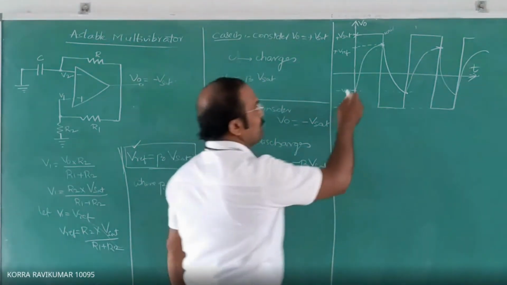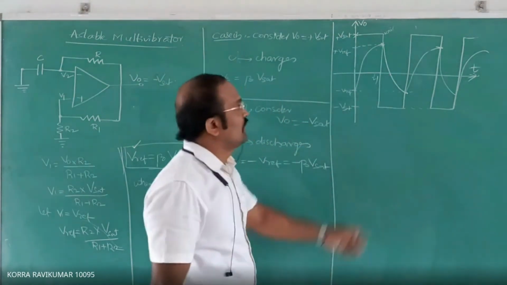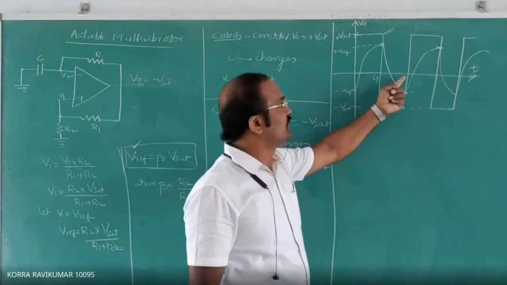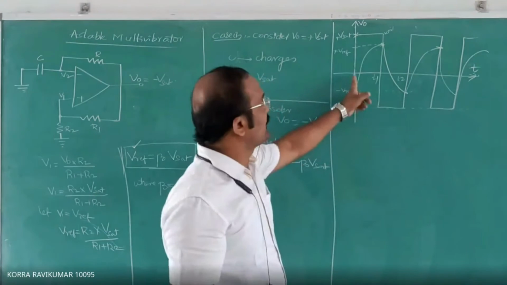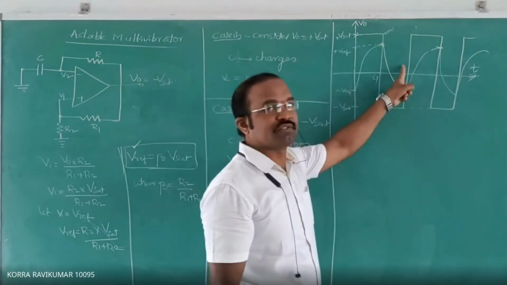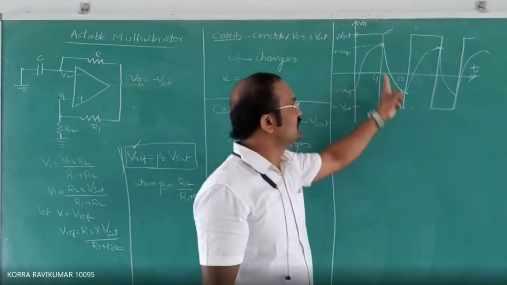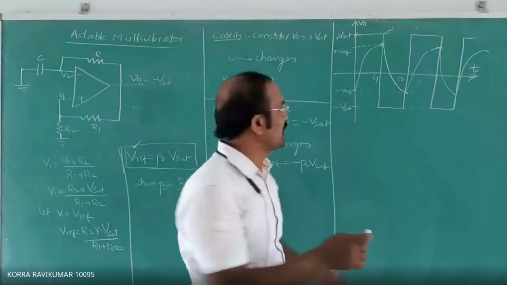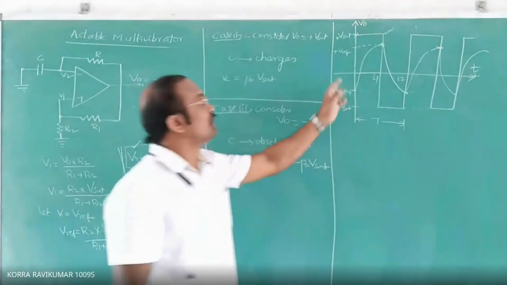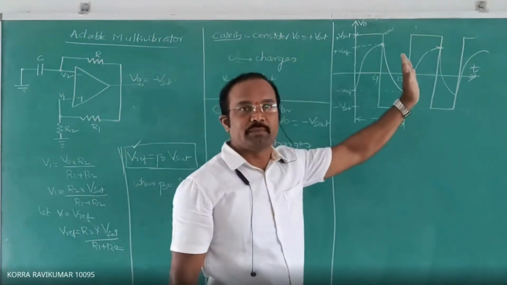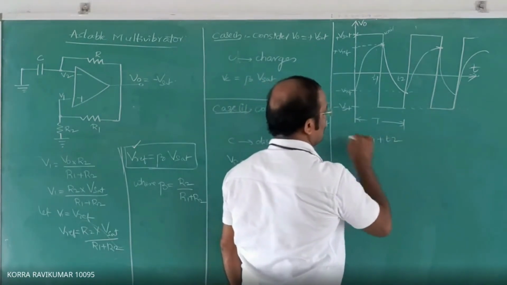Right? The time period for the first cycle is T1. And the time period between T1 to second half cycle is T2. Means the total time period for the one positive half cycle and one negative half cycle. For charging and discharging. For charging time period is T1. For discharging time period is T2. So the total time period is equals to capital T. Total time period is positive half cycle time period plus negative half cycle time period. So total time period T is equals to T1 plus T2.